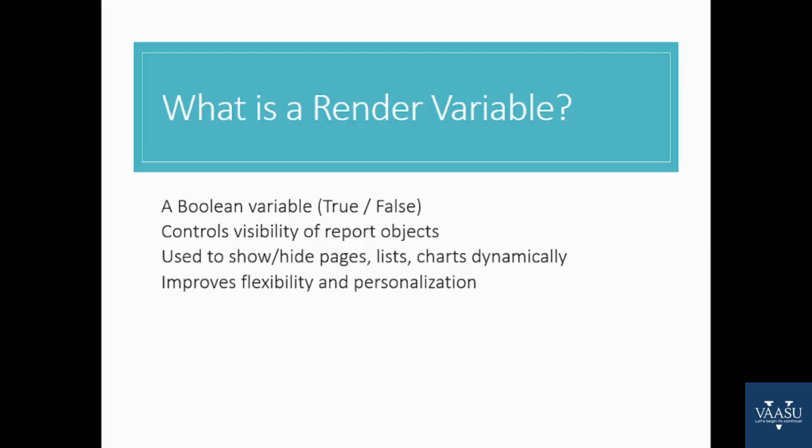It is not filtering. It is just controlling whether the object is visible or hidden. For example, if a condition is true, show the chart, otherwise hide it. When the condition is true, only then will it show. If the condition is false, it will hide it. It will not filter it. It will just hide it.